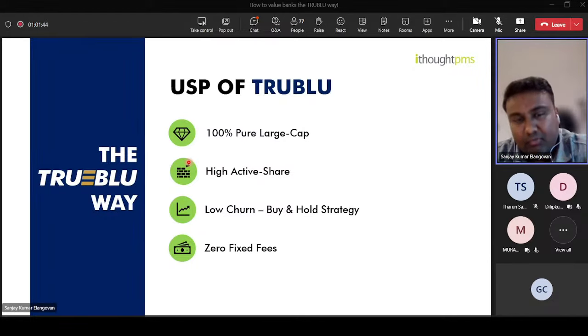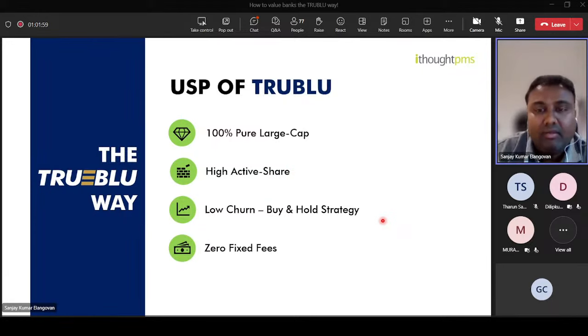The USP of TRUBLU, our PMS product, is it's 100% pure large cap, and we have a very high active share, and we don't trade. Our churn is very low, as low as 10%. We usually have a buy and hold kind of strategy if we are comfortable with the execution of the management. And there are two options: zero fixed fees, and it could be completely variable.